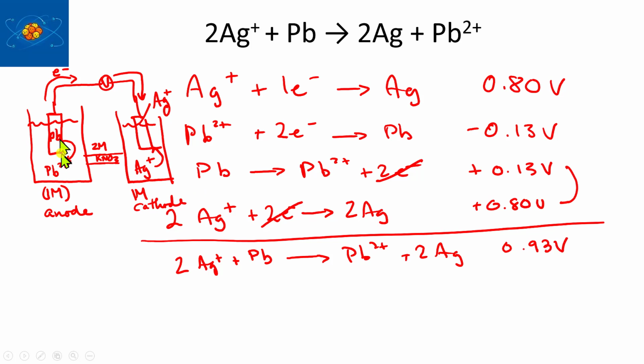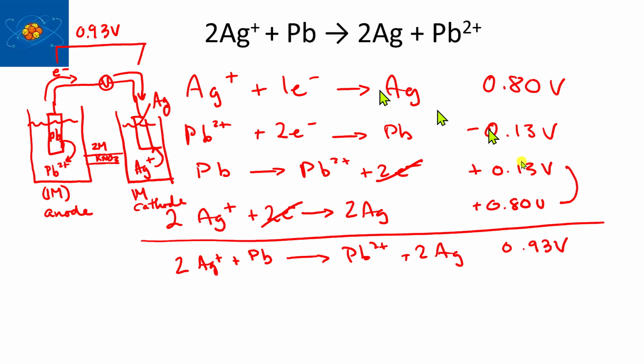The lead is actually the anode, and the silver metal, I put silver plus up here, is actually the cathode. It's the electrode that the reduction takes place on. Now, if I'm going to write this, and just one other thing.